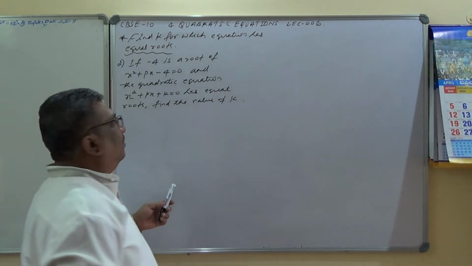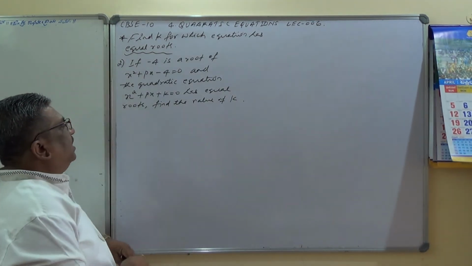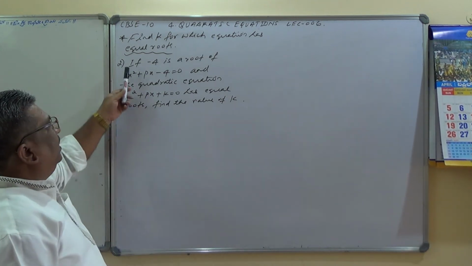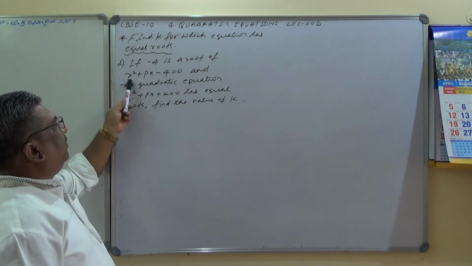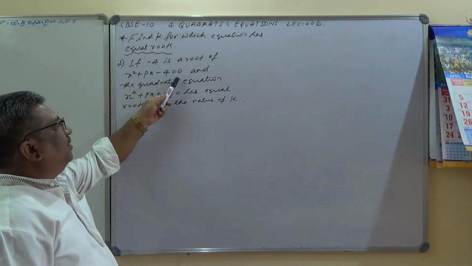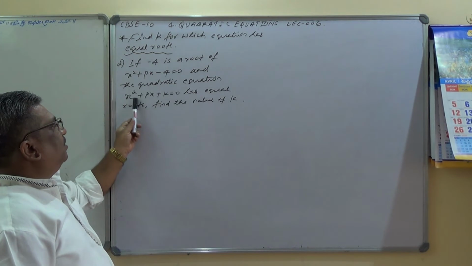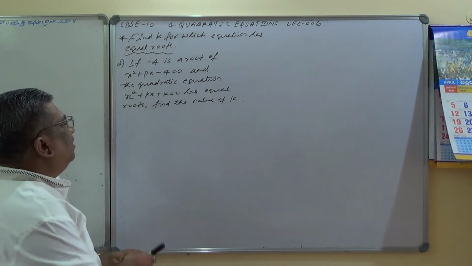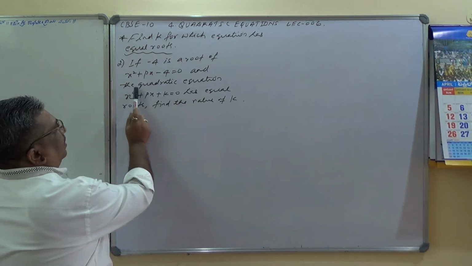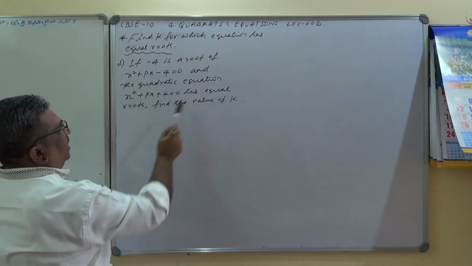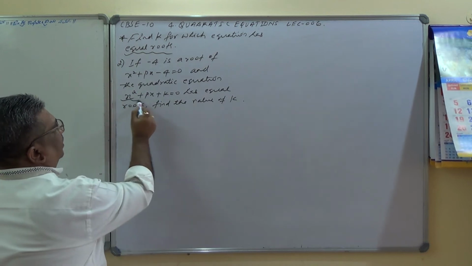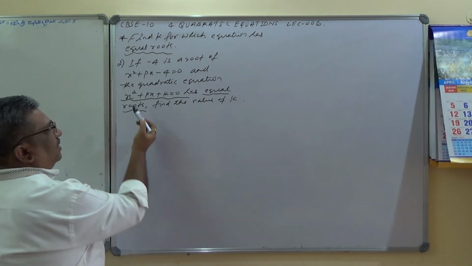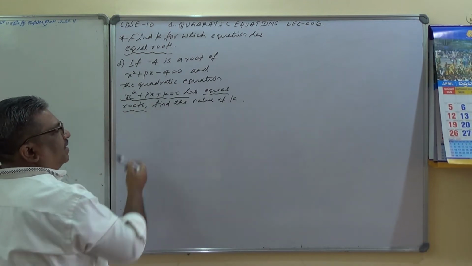Here we have a typical sum. See, here also we have to find the value of k, but it is very typical here. Given that minus 4 is a root of x square plus px minus 4 equals 0, and the quadratic equation x square plus px plus k equals 0 has equal roots, find the value of k. The condition for this is given to you, that it has got equal roots. But there is a problem here: p is involved and k is also involved.